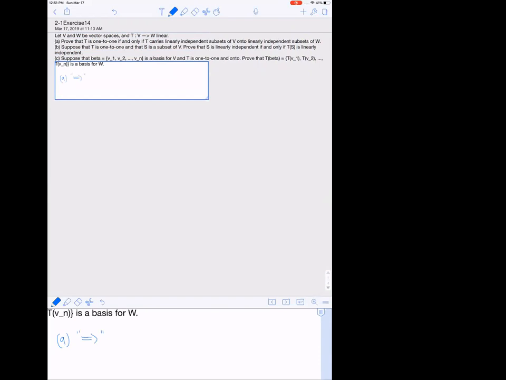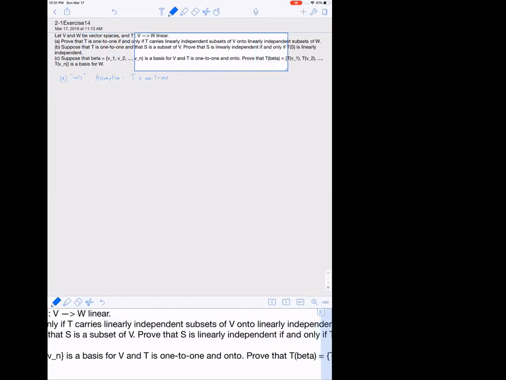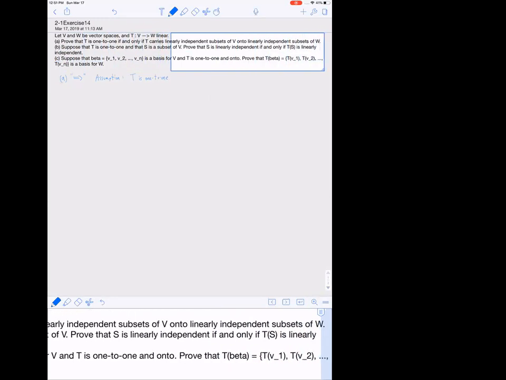So that is, this is sort of our assumption, that T is 1 to 1. Okay, then we're going to prove that T carries linearly independent subsets of V to linearly independent subsets of W.